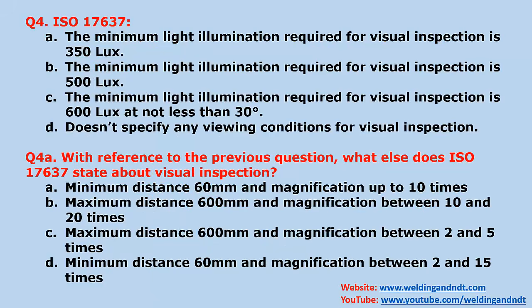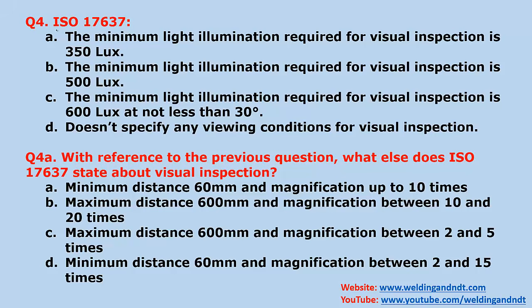Now question number 4. ISO 17637 and 4 options are given. Option A is the minimum light illumination required for visual inspection is 350 lux. Option B is the minimum light illumination required for visual inspection is 500 lux. Option C is the minimum light illumination required for visual inspection is 600 lux at not less than 30 degree. And option D does not specify any viewing condition for visual inspection.